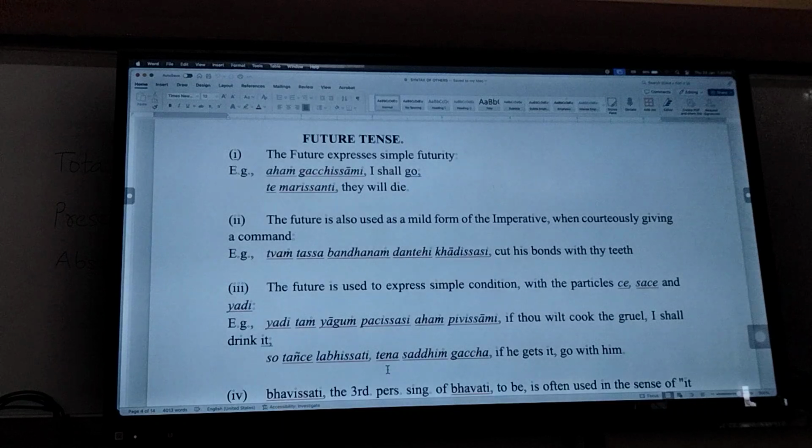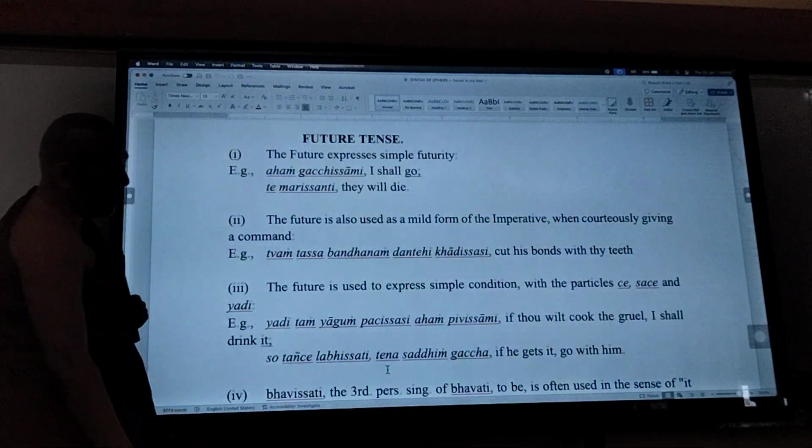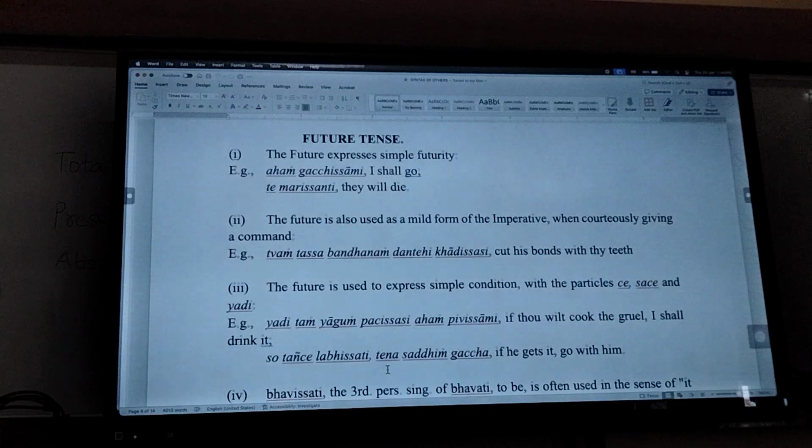So if he gets it, then go with him. If he doesn't get it, then you cannot go with him, in this way. That's simple.